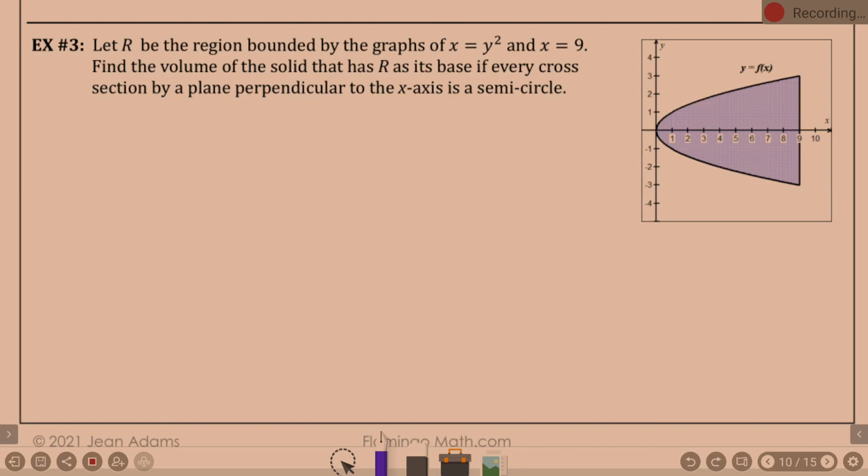Let R be the region bounded by the graphs of x equals y squared. So x equals y squared is that sideways parabola. X equals 9. That's just cutting off the parabola at 9. Find the volume of the solid that has R as its base if every cross section by a plane perpendicular to the x-axis is a semicircle.